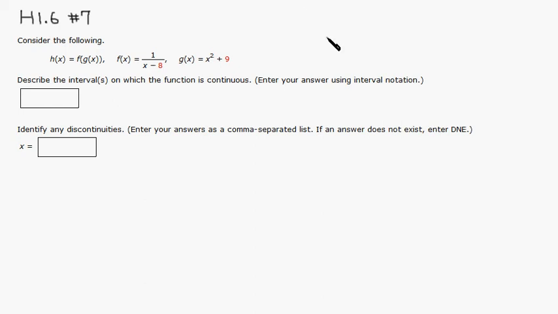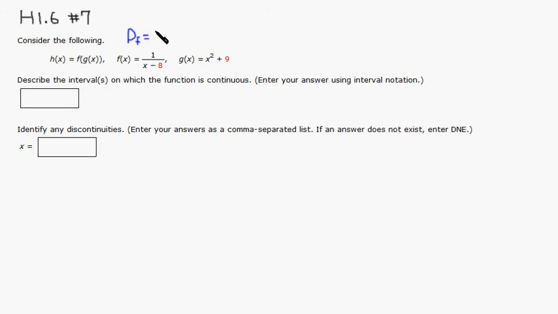Okay, let's go over homework 1.6, number 7. Alright, so we have f of x, which is here, and it's a rational function, and the domain of this is fairly easy to find because we have to make sure that the denominator is non-zero. So the domain of f is going to be just all real numbers except for 8.